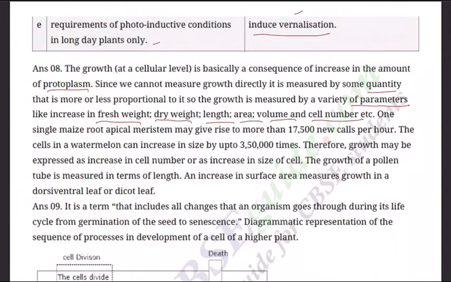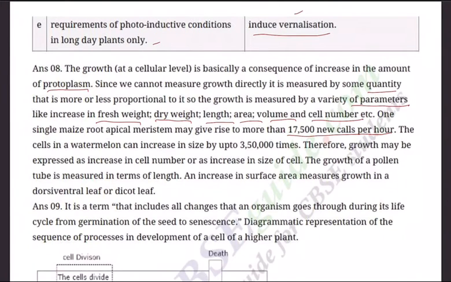One single maize root apical meristem may give rise to more than 17,500 new cells per hour. What a great thing. 17,500 new cells per hour. So you can imagine per minute, 17,500 divided by 60 minutes, so almost 290 cells.